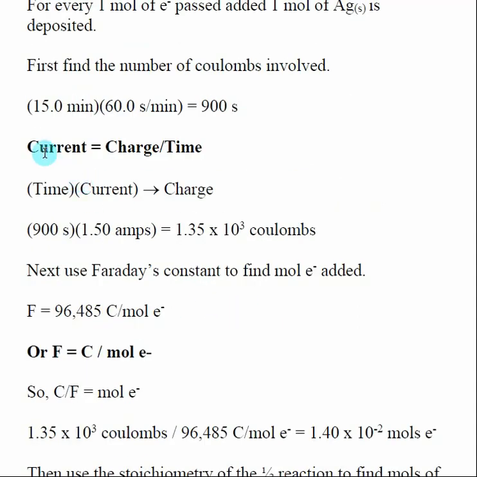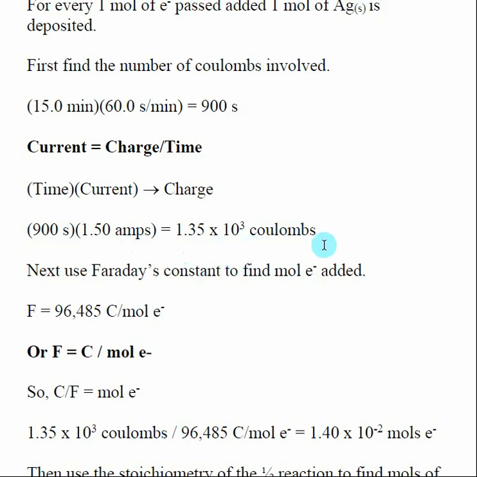I then use the fact that current is equal to charge divided by time. Current's in amps, charge is in coulombs. So if I'm looking for charge, time in seconds times the number of amps tells me the charge in coulombs. So I told you I was applying 1.50 amps. I let it go for 900 seconds. That means I have 1.35 times 10 to the third coulombs. That's related to how many electrons I've put into this reaction.